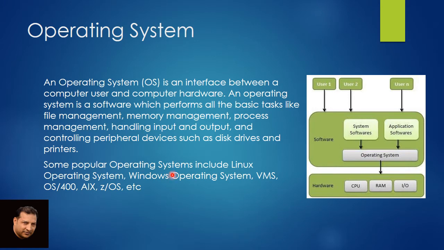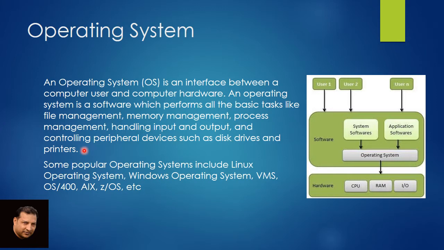Now let us see, first is operating system. You are already familiar with Windows. Without Windows, no computer can work. So that Windows is acting as an interface between you and computer. Even mobile, without Android, you cannot use your mobile. So all these are examples of operating systems.